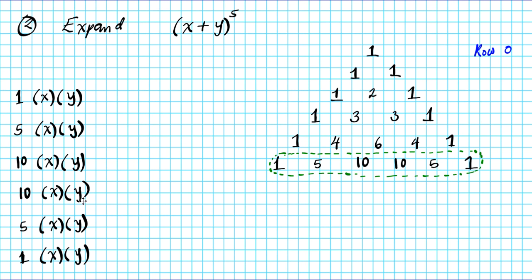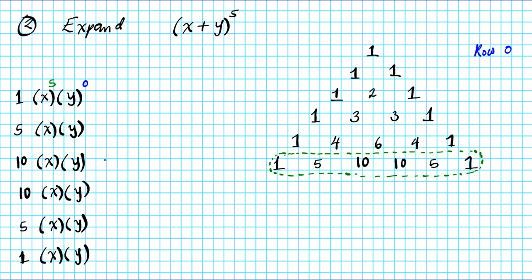Okay? Now we're going to assign degree values to each of these variables in the parentheses. Now x will start with the highest power, which is 5, and y will start with the lowest power, which is 0. What is going to happen is that the powers of x will descend from 5 all the way to 0, and the power of y will ascend from 0 all the way to 5. It's as though we have a power switch happening.